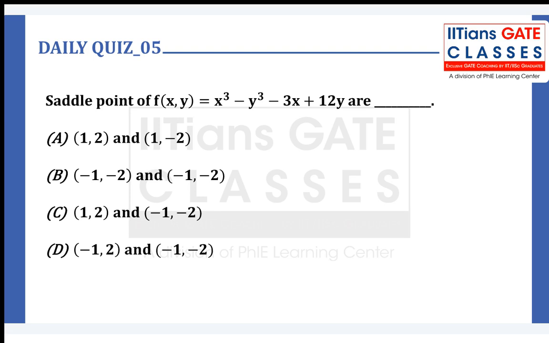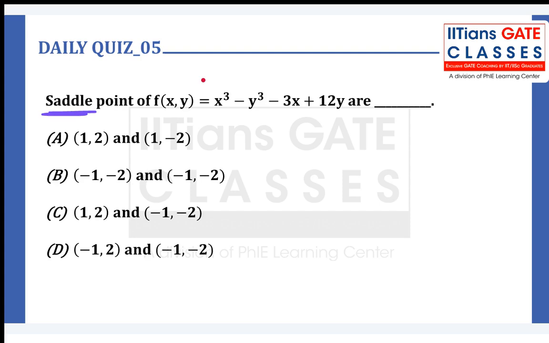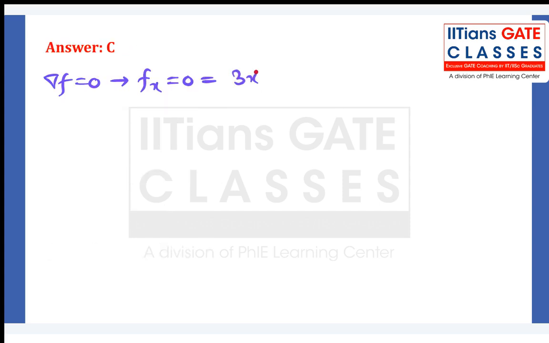So again, this question is same as the third question. So I'll just solve it because the theory I have already told. So here they are asking you to find saddle points now. So first thing is to make the gradients 0. That means to get the critical points, that means first derivative has to be 0. And what is first derivative with respect to x? That is 3x square minus 3. It has to be equal to 0. So this will give you x square equal to 1. So that means x is plus minus 1.